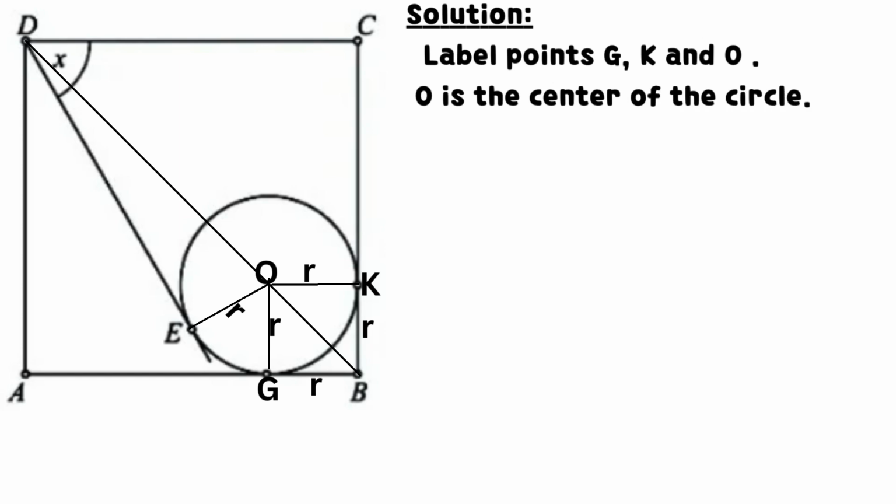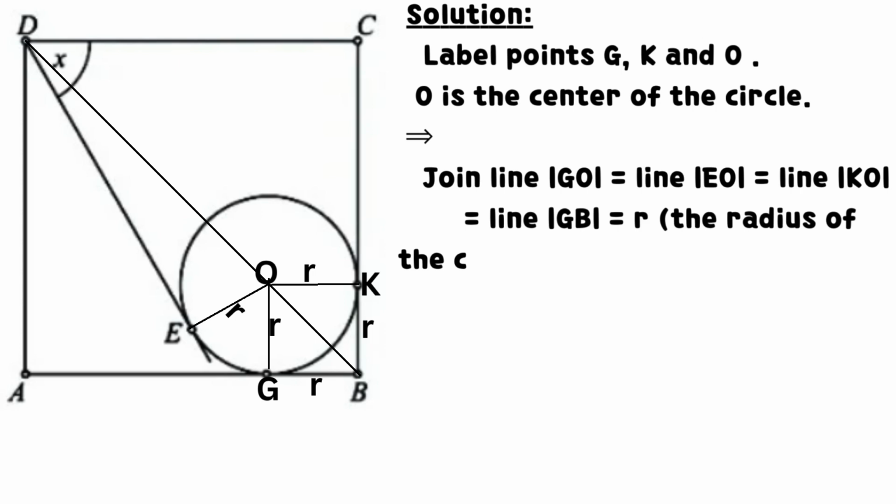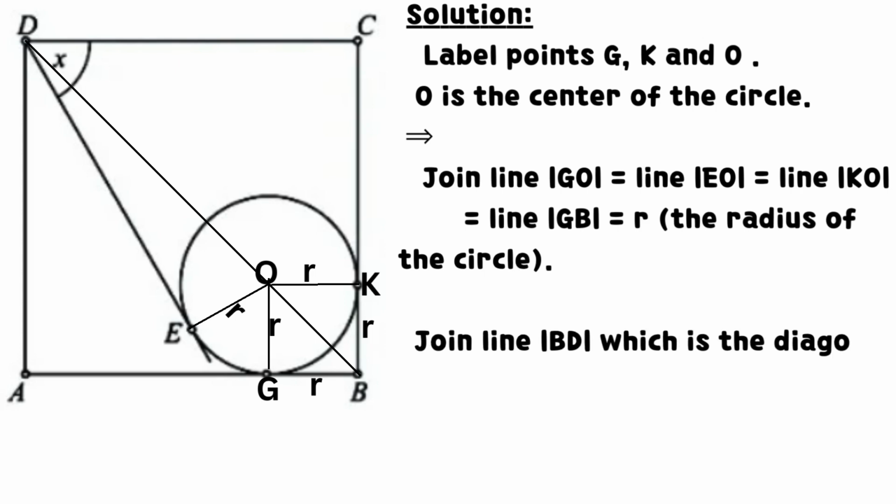Label points G, K and O. O is the center of the circle. Join line G, O, which equals the following listed lines as shown on the screen. Each of these lines equals the radius, R, of the inscribed circle. Join line B, D, which is the diagonal of the square.